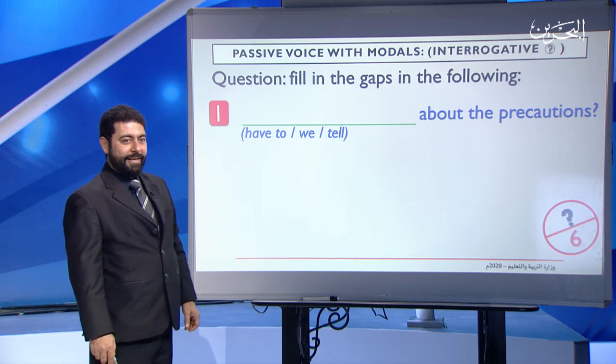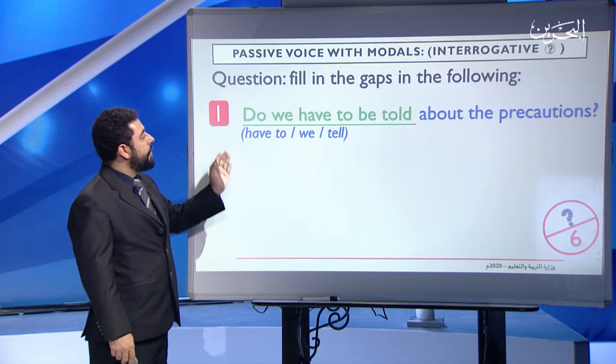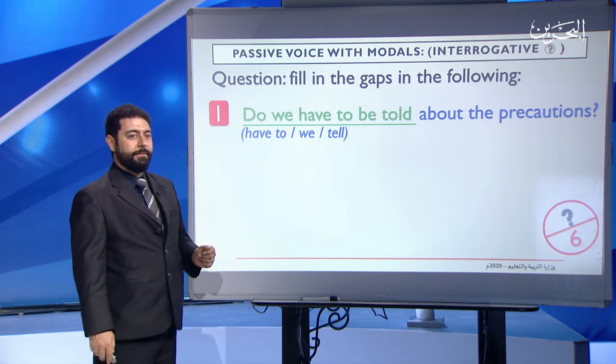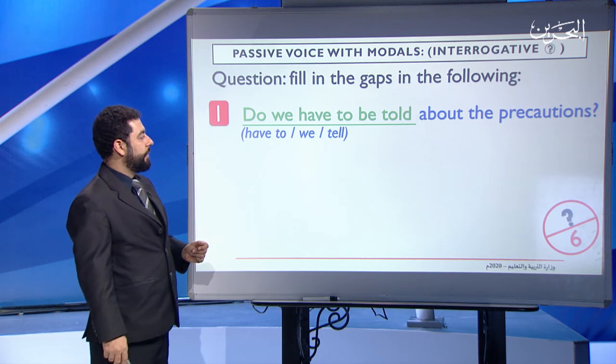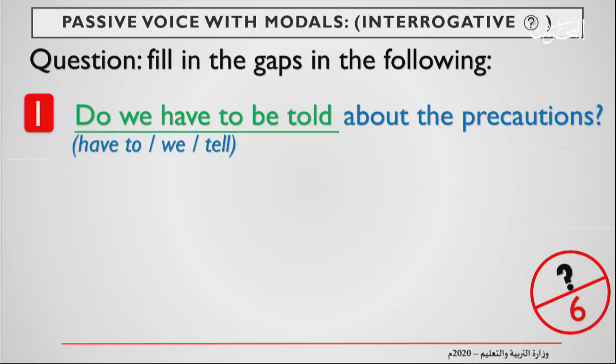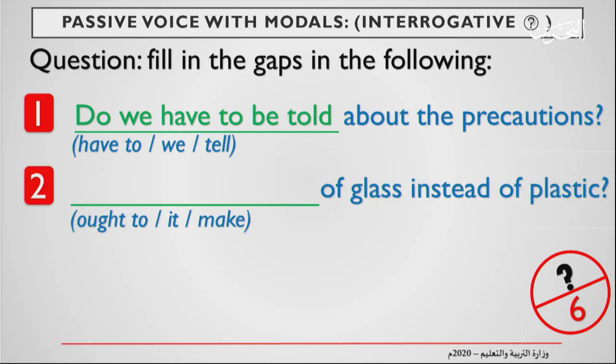All right, let's check the answer. The answer is, do we have to be told? With have to, you have to start with do as an auxiliary. All right, give yourself a mark and let's go to number two.